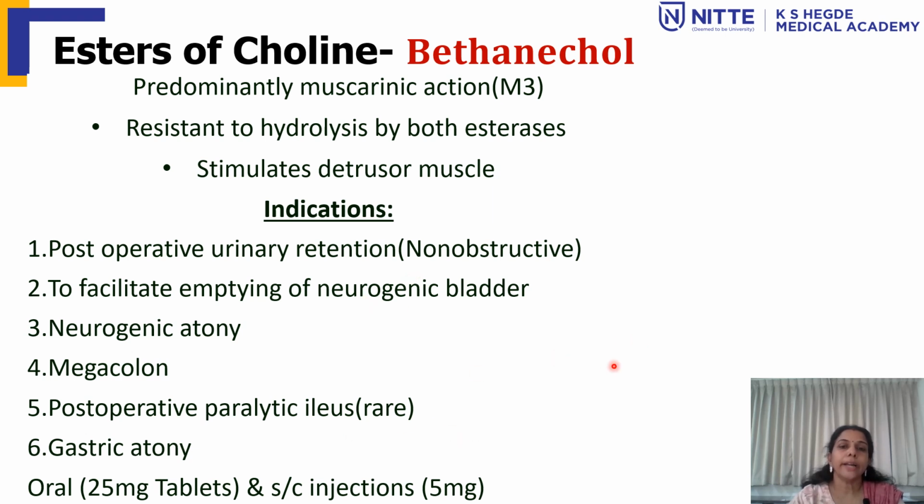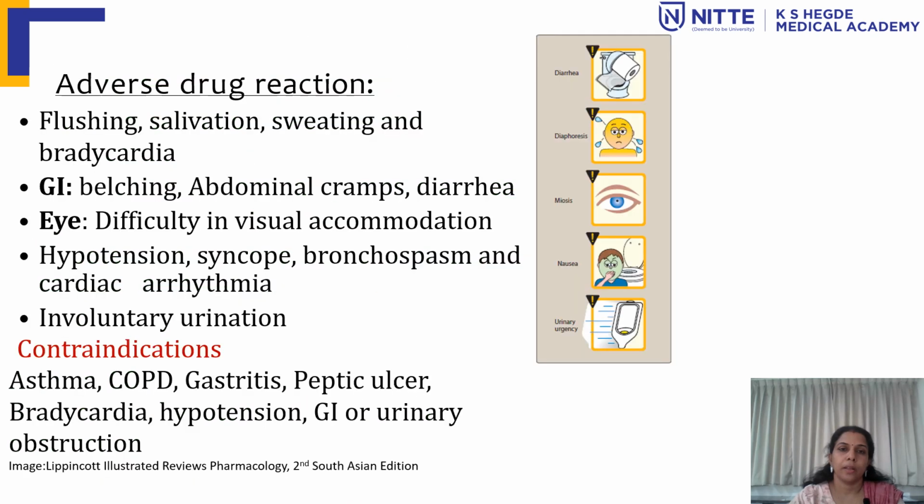Since it is not hydrolyzed by acetylcholinesterase and butyrylcholinesterase, it has a longer duration of action. Now, what are the adverse effects? Flushing, salivation, sweating, and gastrointestinal adverse effects like abdominal cramps, diarrhea, belching, and difficulty in visual accommodation, syncope, bronchospasm, cardiac arrhythmias, and involuntary urination. These are the adverse drug reactions associated with the use of bethanechol.